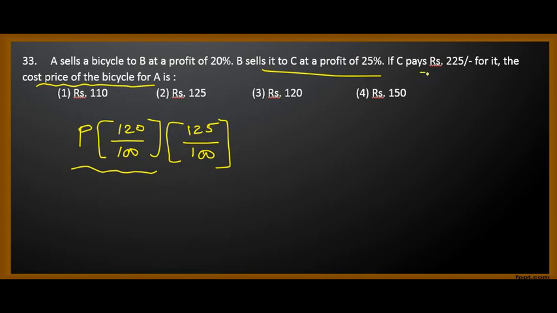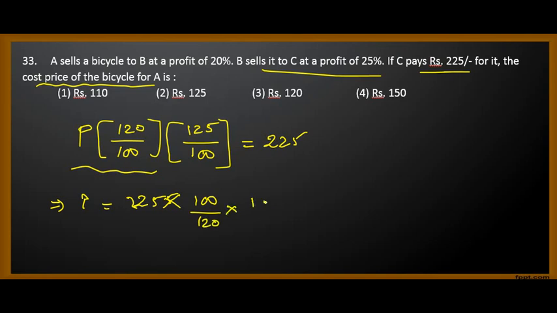But according to the question, how much has C paid? 225. So this is equal to 225. So P is equivalent to 225 into 100 by 120 into 100 by 125. On simplification, you will get 150. So the answer is option 4.